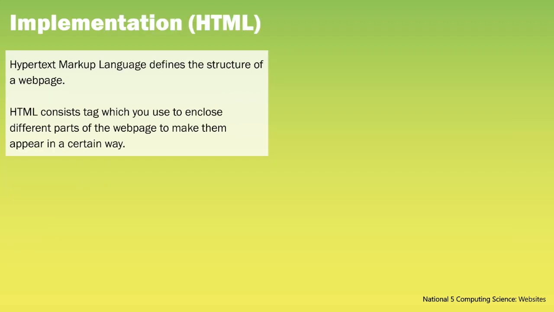Let's now move on to looking at how we implement our websites. HTML defines the structure of a web page. HTML consists of tags which you use to enclose different parts of the web page to make them appear in a certain way. We'll now have a very quick look at all the different HTML tags that you should be able to use at National 5.